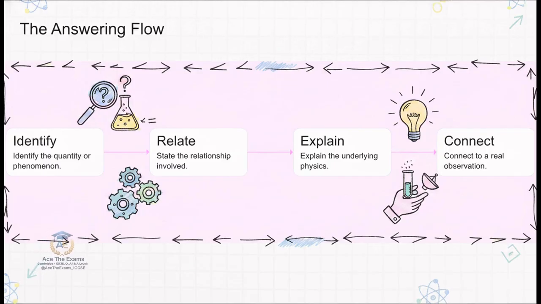First, you identify the quantity or the phenomenon. Just name what we are looking at. Second, you state the relationship involved. How do the variables interact? Third, you explain the underlying physics. What's the mechanism? And fourth, you connect it to an observation, an experiment, or real working device. It is a highly logical sequence that leaves literally zero room for ambiguity. It boxes the examiner into giving you the marks.